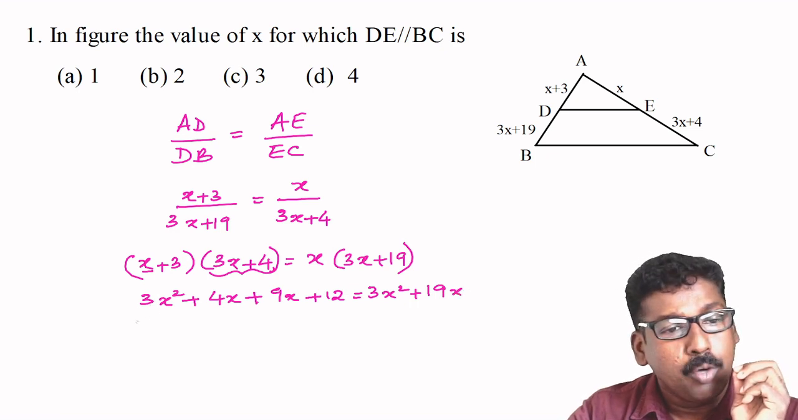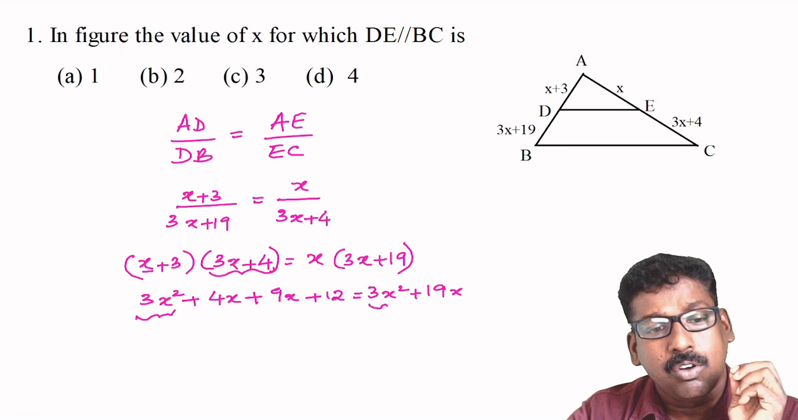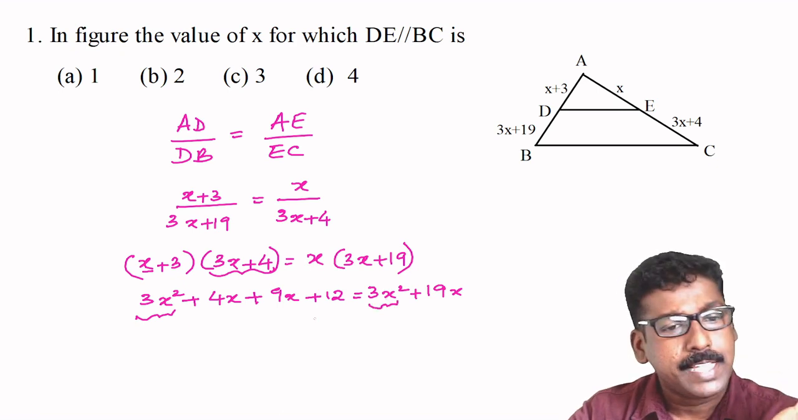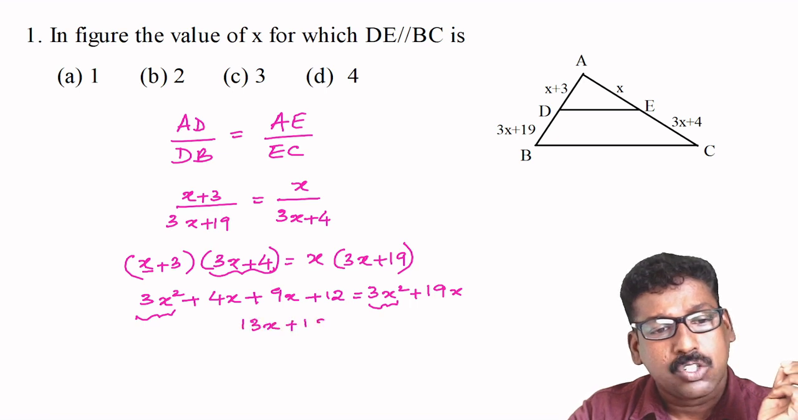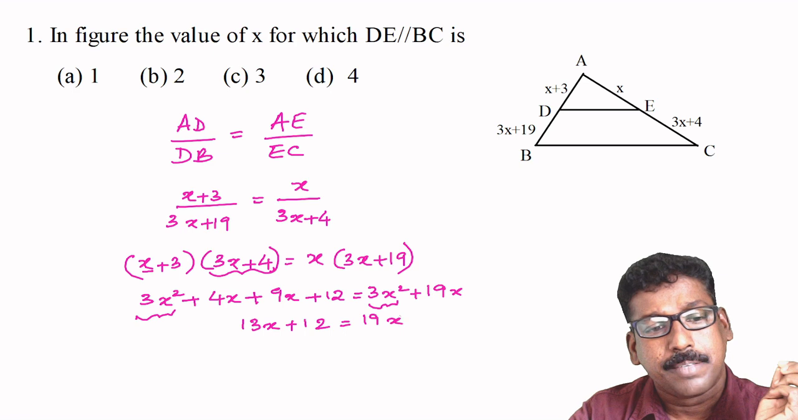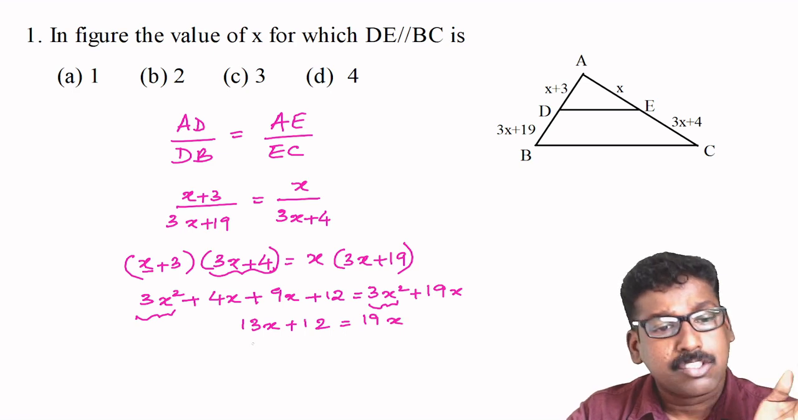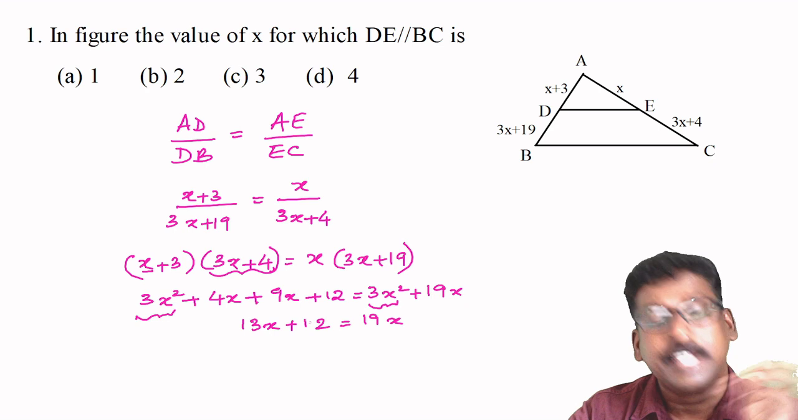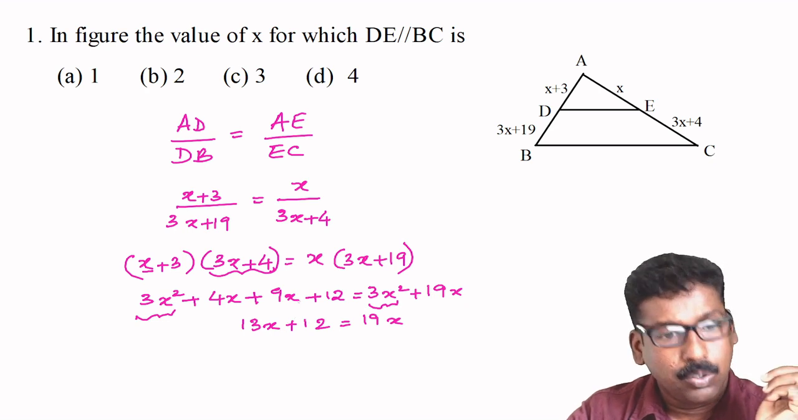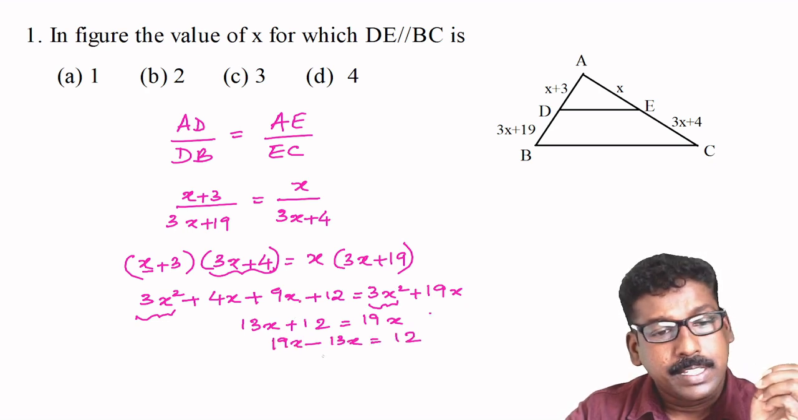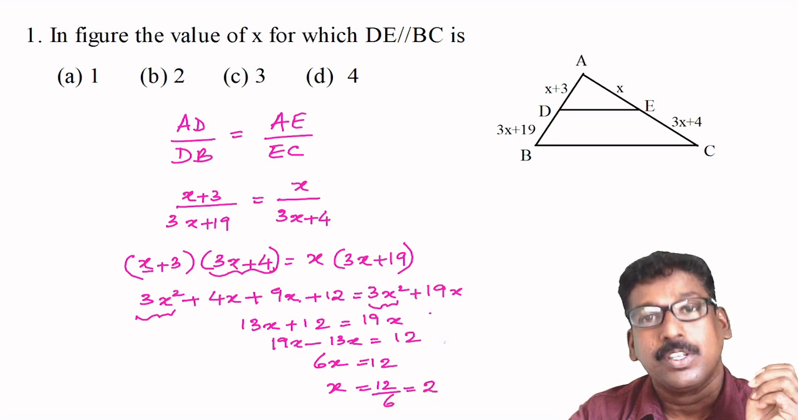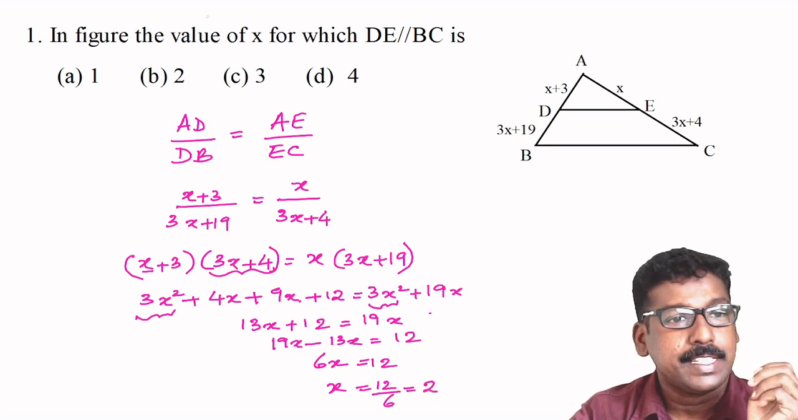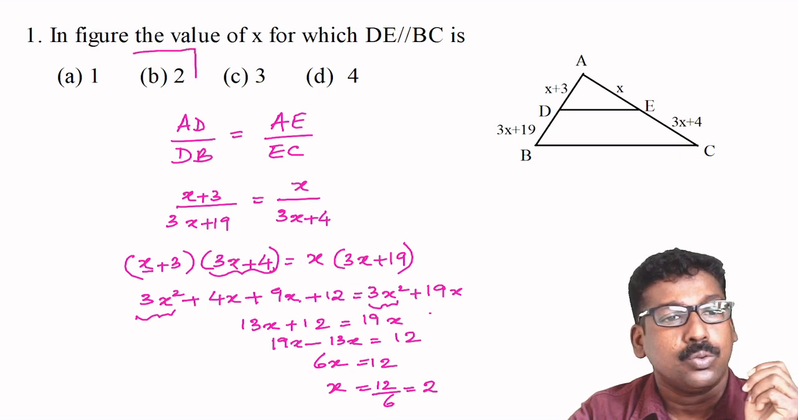Now here in both sides 3x square is there. So while transposing it will be cancelled. Now 4x plus 9x which is 13x plus 12 is equal to 19x. Transpose 13x to the RHS, that is 19x minus 13x. So you will get 12. That is 6x is equal to 12. So x is equal to 12 by 6, you will get 2. So the correct option is B, 2.